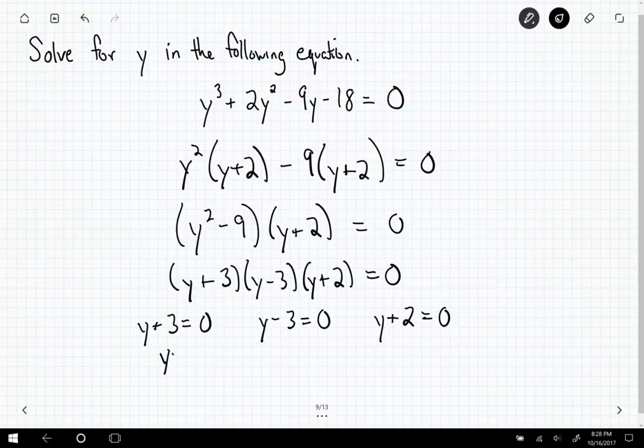So subtract 3 from both sides in the first one, you get y equals negative 3. Add 3 to both sides in the second one, you get y equals 3. And then subtract 2 from both sides in the third one, you get y equals negative 2. Okay.